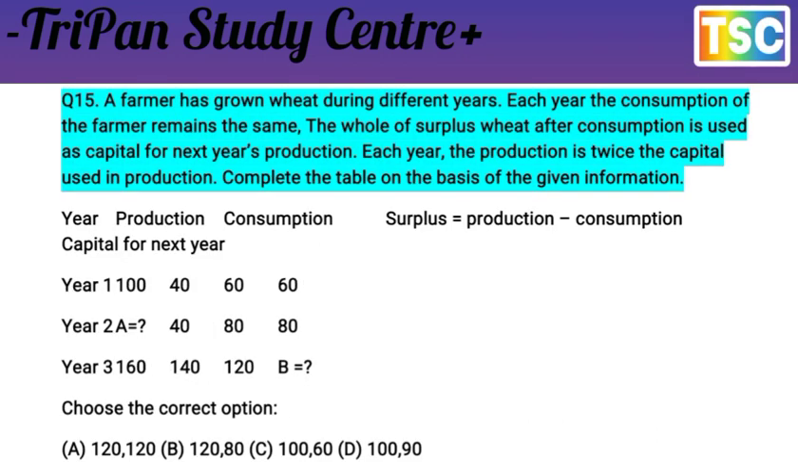Let's see the next question on your screen. A farmer grows wheat over different years. Each year the consumption of the farmer remains the same. The whole of the surplus wheat after consumption is used as capital for the next year's production. Each year the production is twice the capital used in the production. Complete the table on the basis of the given information.